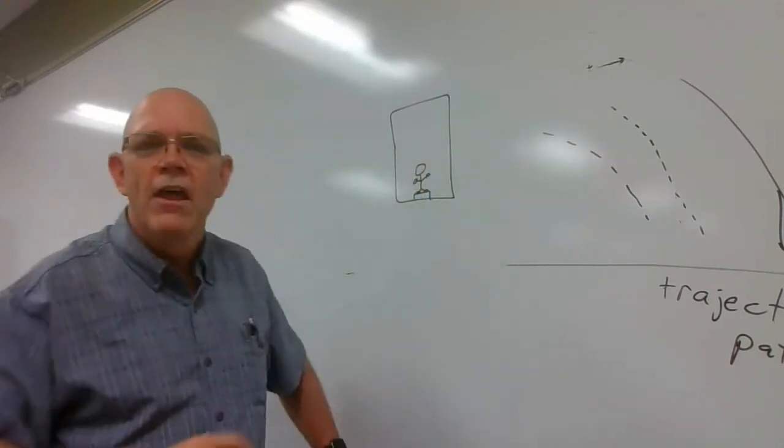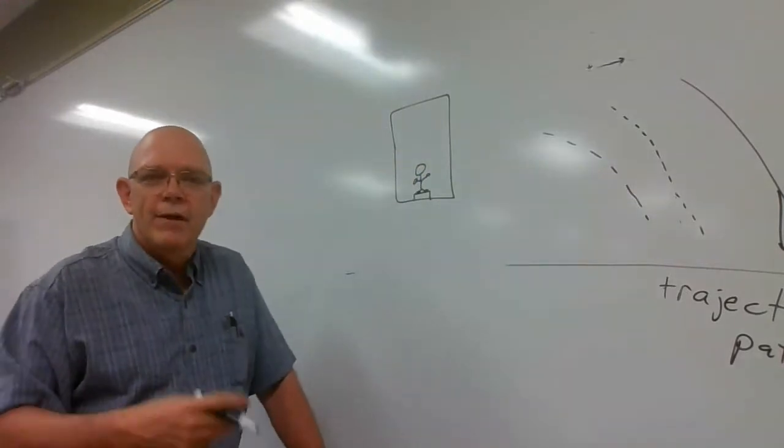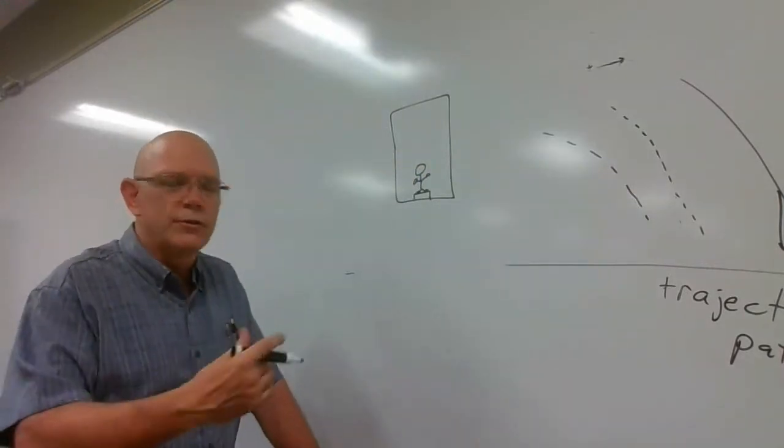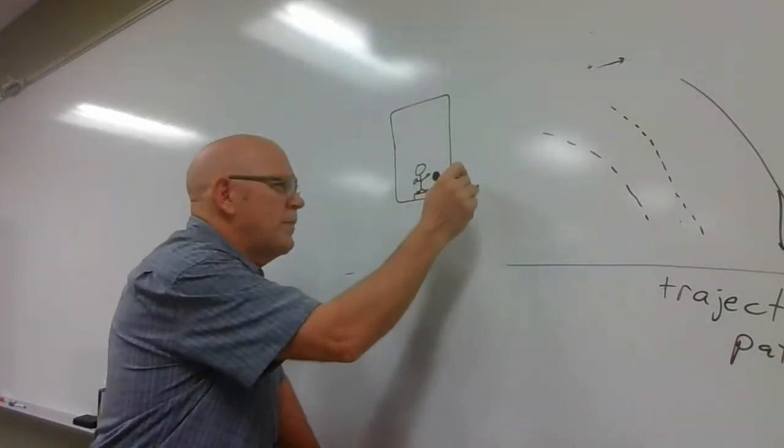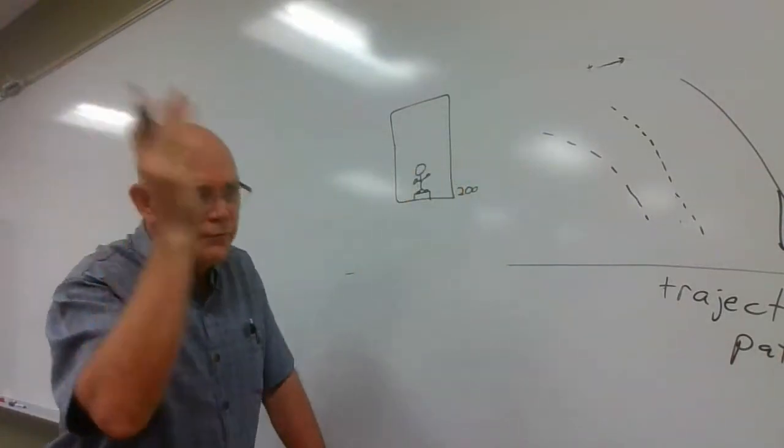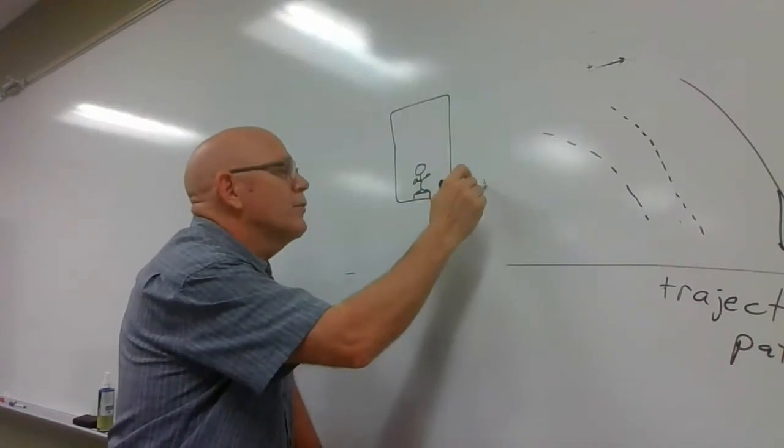All right, but you get the idea. So I'm sitting on the scales. If I'm sitting on the scales and the elevator stopped, it just shows that I weigh 200 pounds, or 940 newtons, whatever. But anyhow, 200 pounds.